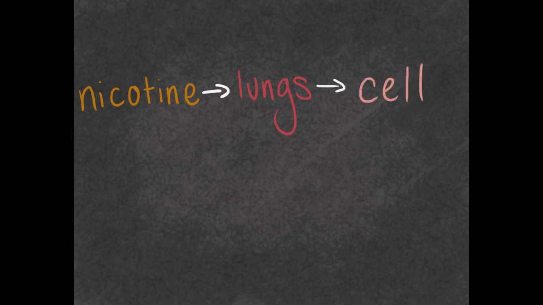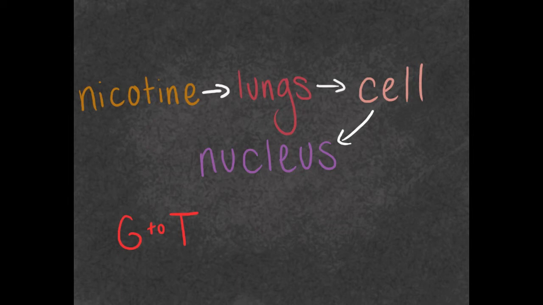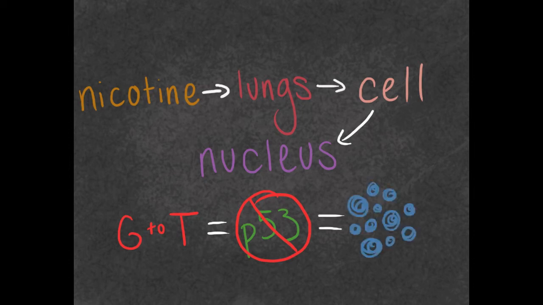So to recap, nicotine enters the body and goes into the lungs, and then goes into a cell, and then goes into the cell's nucleus, where it goes through a G to T transversion, which unorganizes the sequence of the p53 gene and causes a mutation that results in the rapid multiplication of lung cells, which forms a tumor.